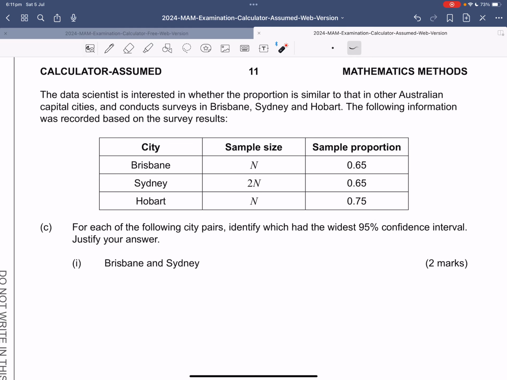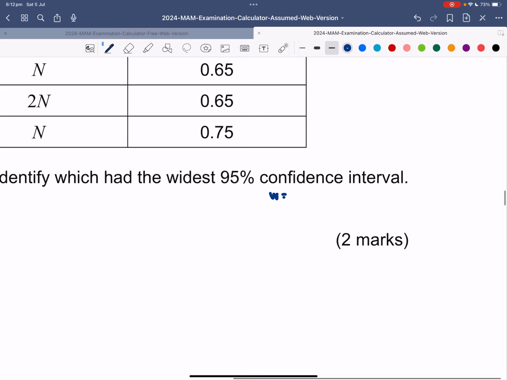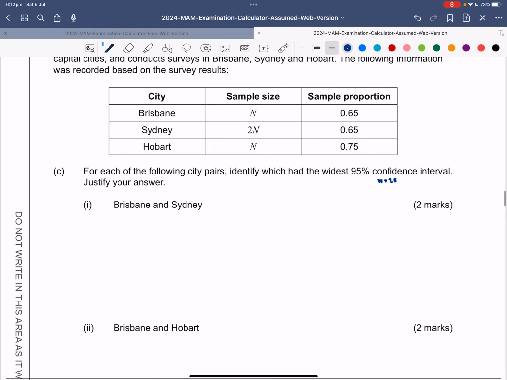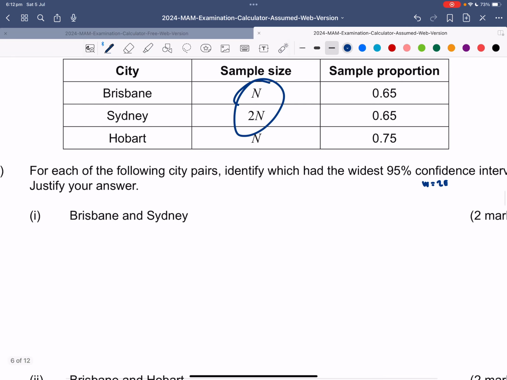I'm glad this question came up. What two things affect the confidence interval? Now don't forget, guys, the width of the confidence interval is 2 errors. So when it asks which of these affects the width of the confidence interval, it effectively means which of these affects the error. So between Brisbane and Sydney.